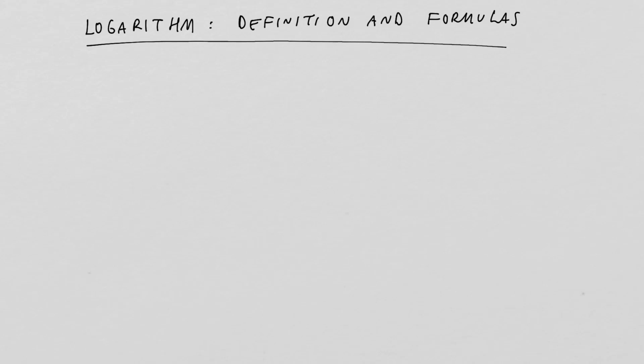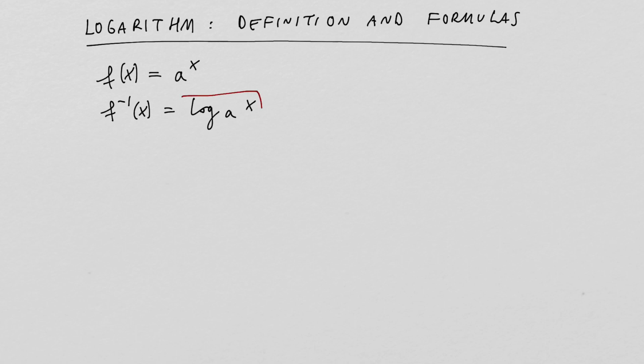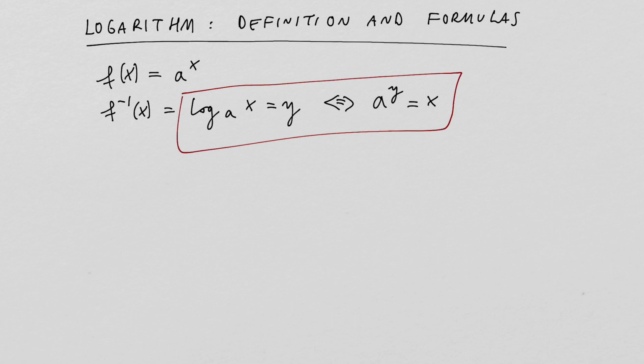Let's now talk about logarithm, especially about its definition and formulas. The logarithm of base a is the inverse function of the exponential function of base a. So if we would write this to be y, it would mean the same thing that a to power y is x. Many times you see the definition of a logarithm written in this way.